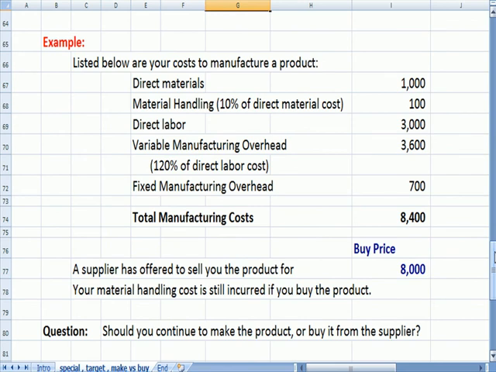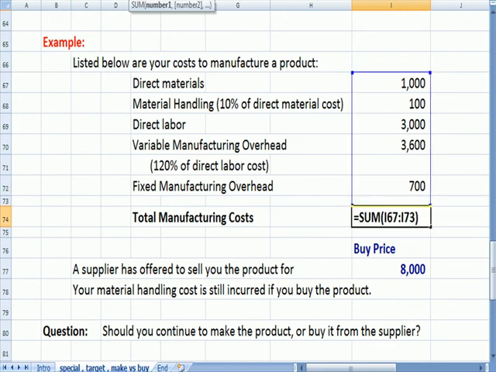So in this example, we have this list of costs. Direct materials. We have material handling, which happens to be 10% of the direct material cost, or $100. Direct labor. Variable overhead, which happens to be 120% of the direct labor cost, so I multiplied direct labor by 1.2 to get $3,600. And fixed manufacturing overhead of $700. So I add that all up and I see that my total manufacturing costs right now are $8,400.